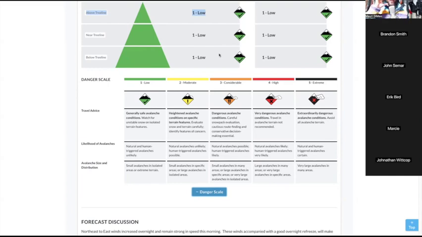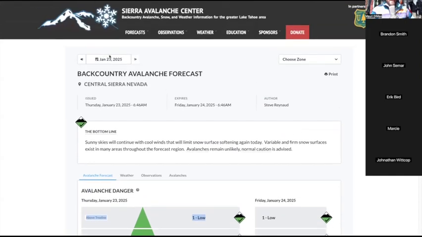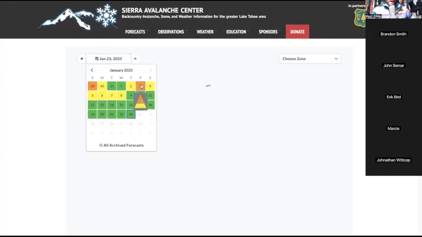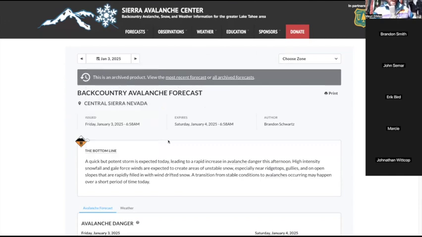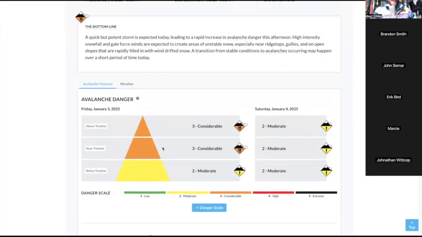So the higher we go up the danger scale, the more significant the danger becomes, the larger the size becomes, and the more likely it is to get natural avalanches from above you. And so now we're going to dive into a forecast in the Sierra that was a little bit higher hazard. And so now I've moved back to January 3rd here in the Sierra.